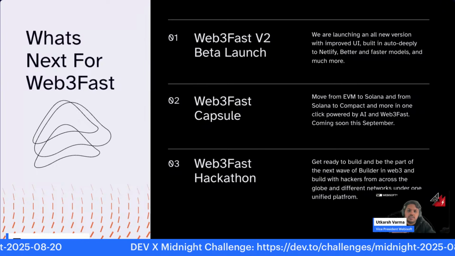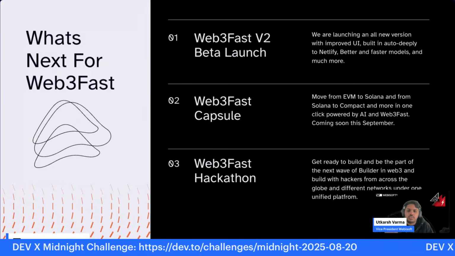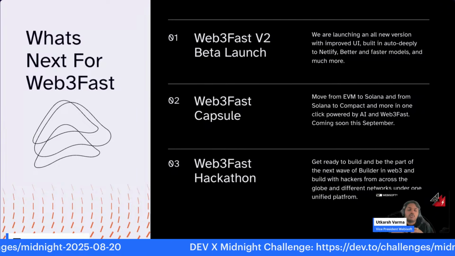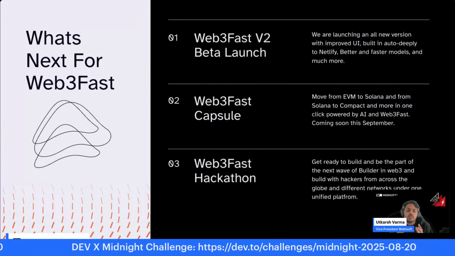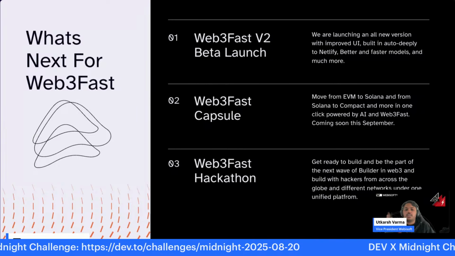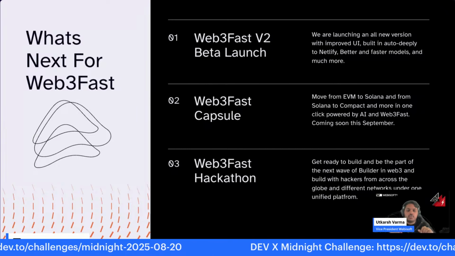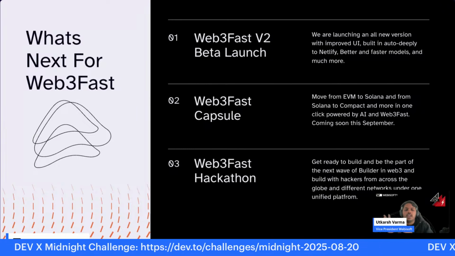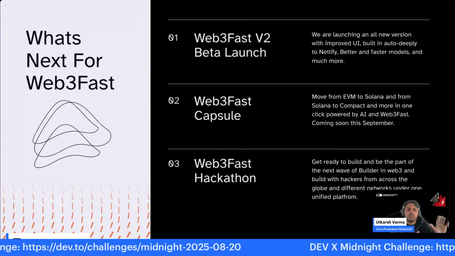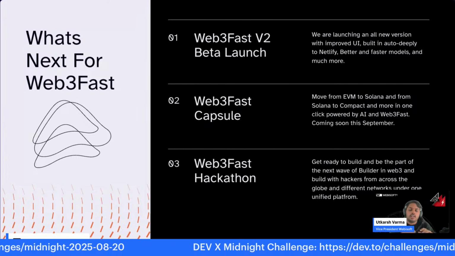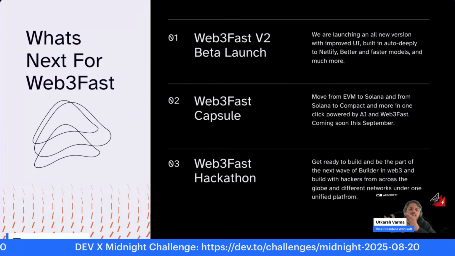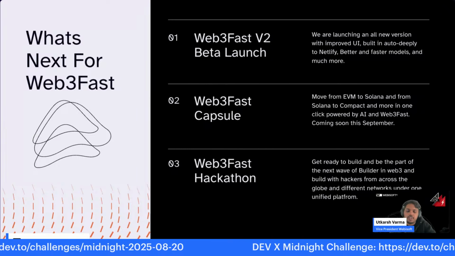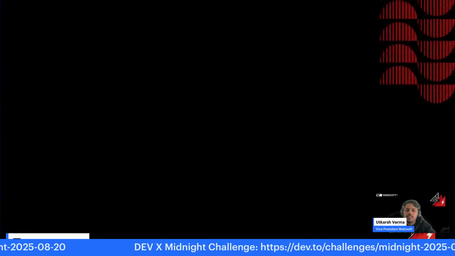Now, what's next for Web3 Fast is the beta v2 launch. What you see today is the beta v2. It's still coming along. There are a few bugs here and there. We're getting it ready for mass adoption, for bigger use cases, and for better experiences. We are working on something called Web3 Fast Capsule, which is something very cool. We have not announced this before, even on our socials, where you can bring in your existing EVM or Solana apps and migrate them in one shot to Compact and to Midnight, and have this capsule be your time capsule. But instead of a time capsule, it's a blockchain capsule that helps you get around. We're also working on a Web3 Fast hackathon to get more people building on Web3 Fast. And that's everything that's next for Web3 Fast.